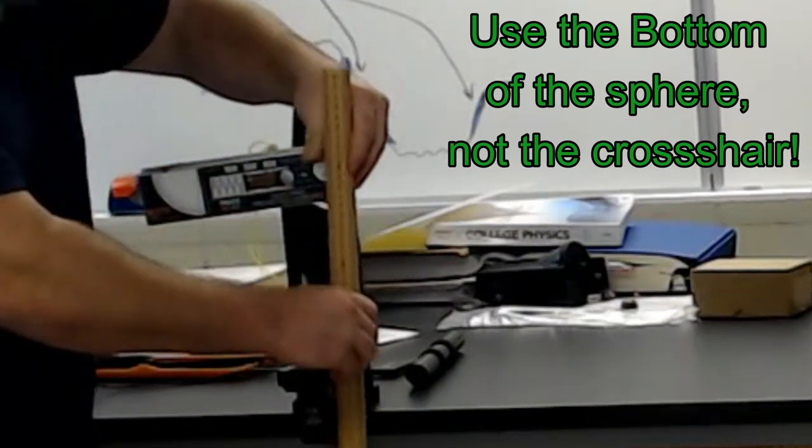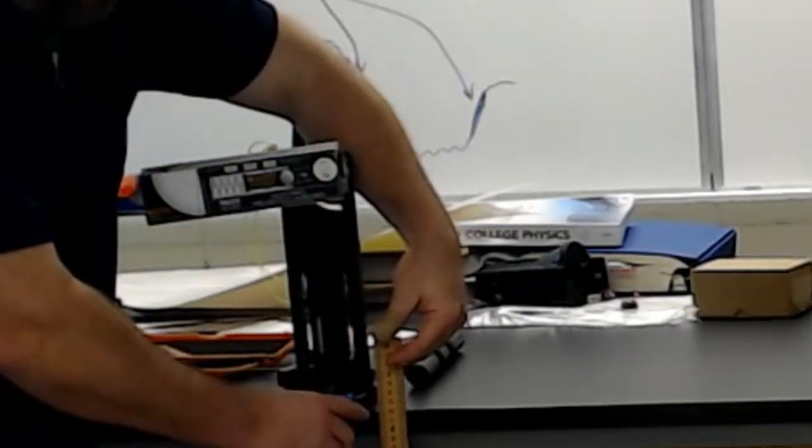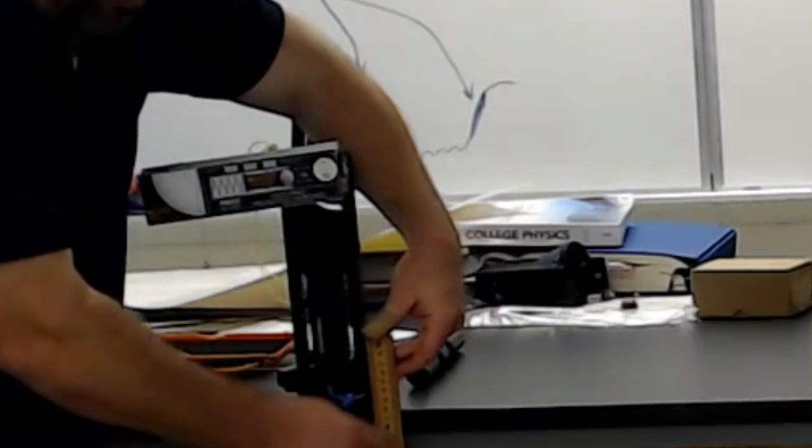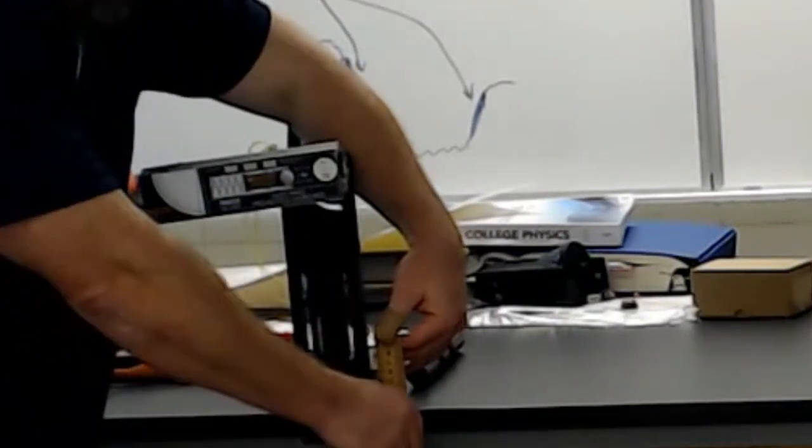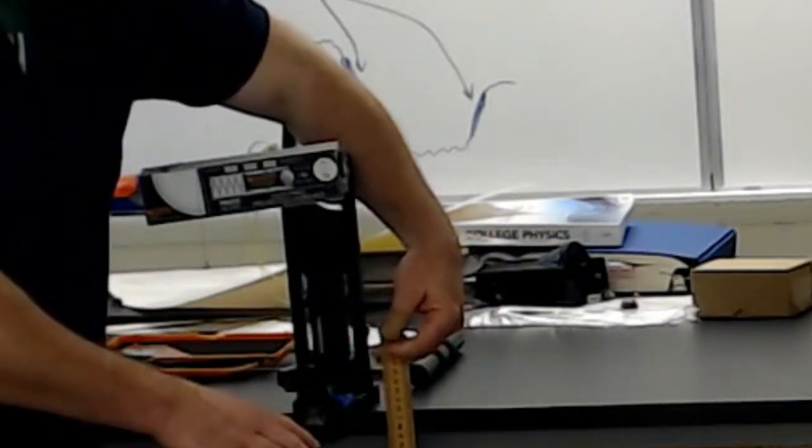Then you can measure the height relative to the floor of that same point on the surface. You want to really make sure that you've got a good vertical connection here and that you're using a meter stick that's not bent any.